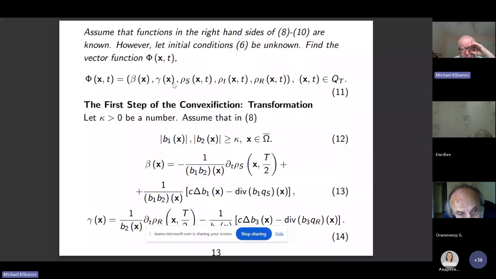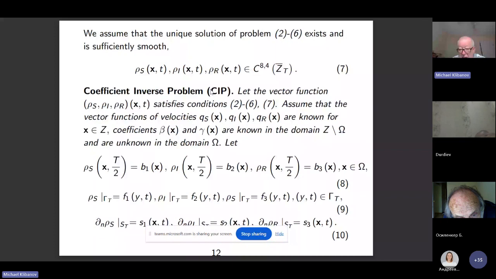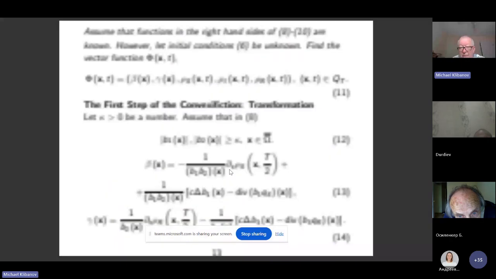If I know beta and gamma, then of course I can solve this forward problem. But if I don't, then that's a problem. And my procedure allows me to find the entire five-dimensional vector simultaneously. So the first step of the convexification is this: I assume that u1 and u2 are positive, which is okay because the number of susceptible and infected people is not 0, but positive.